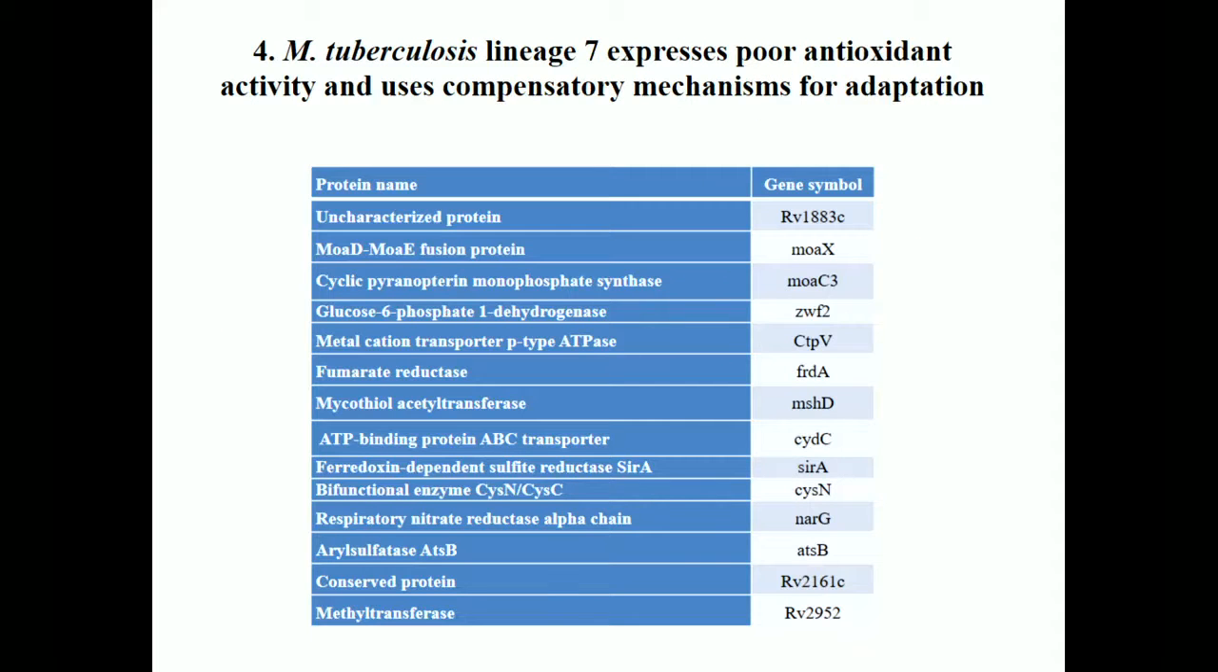Apart from this, lineage 7 exhibited downregulation of several proteins involved in counteracting the oxidative and nitrosative stress exposures, which may also affect its growth.